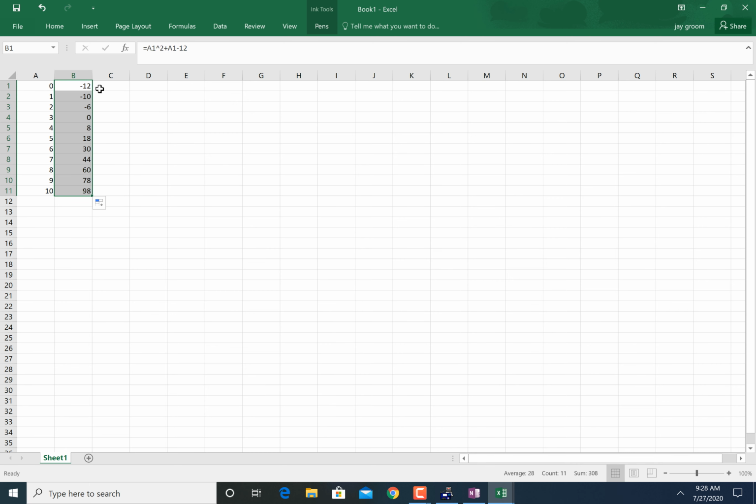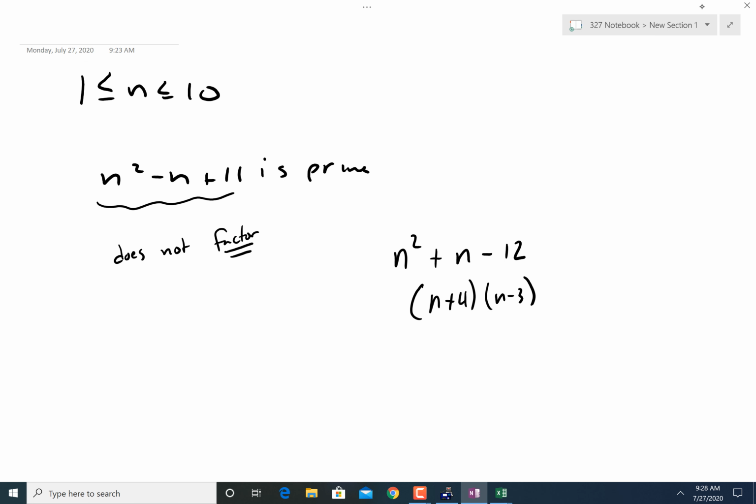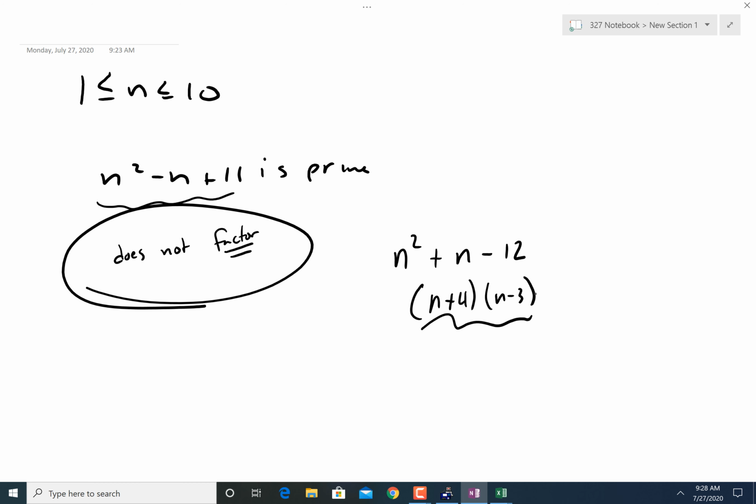And what do you notice about all those? None of those are prime. Are you with me? None of them are. And again, it comes down to: if it factors, it's not going to be prime. Factors will never be prime. So think about that as we go along. Kind of an interesting way of looking at it, I guess.